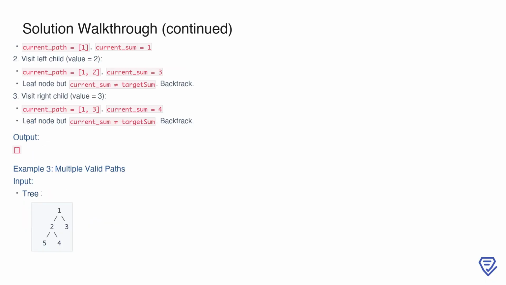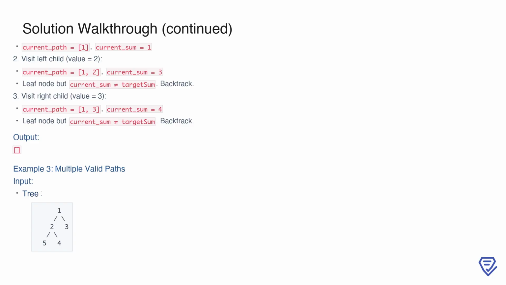For instance, in a simpler binary tree with root value 1, left child 2, and right child 3, the target sum is 5. Starting the DFS traversal at the root, the initial path is 1, and the sum is 1. Exploring the left child with value 2, the path becomes 1, 2, and the sum is updated to 3. Since this is a leaf node and the sum doesn't match the target, we backtrack.